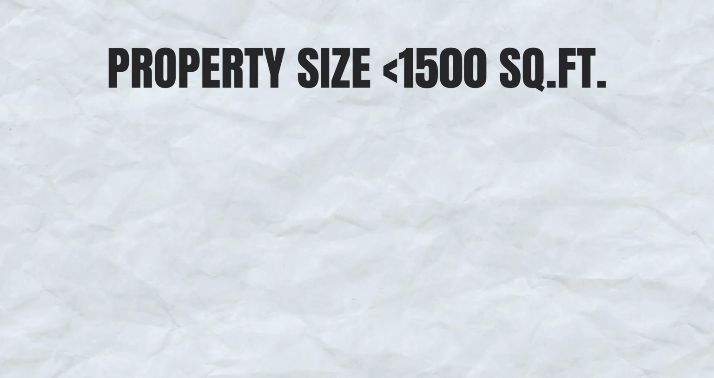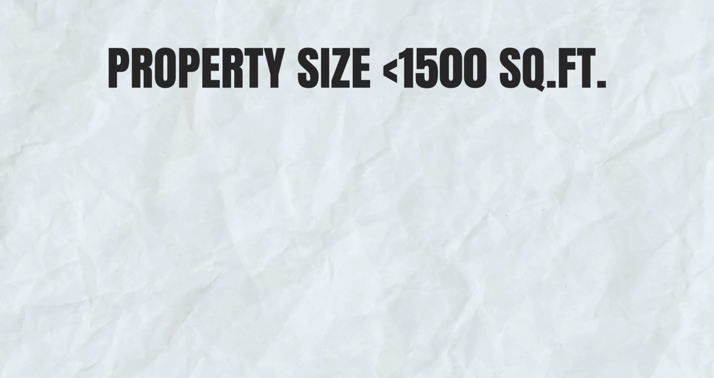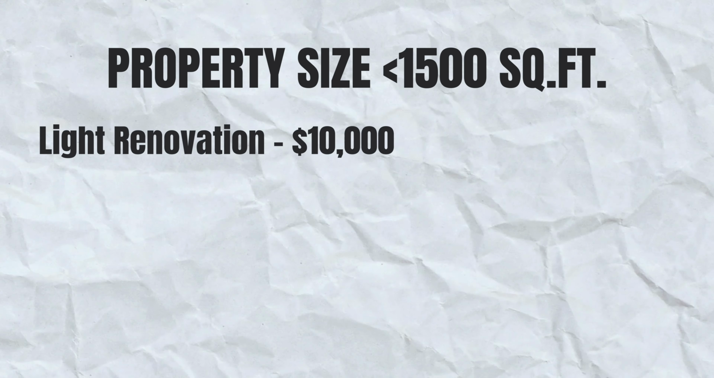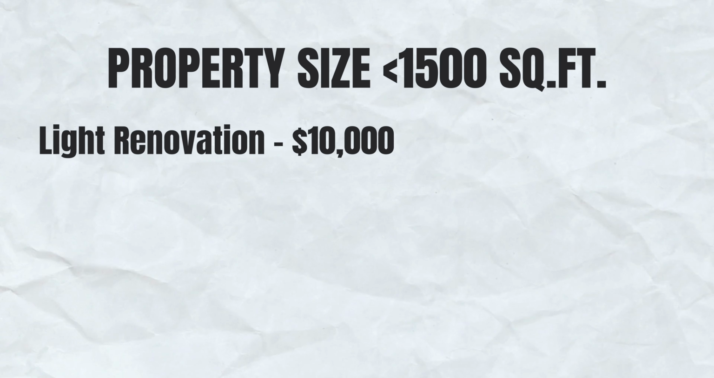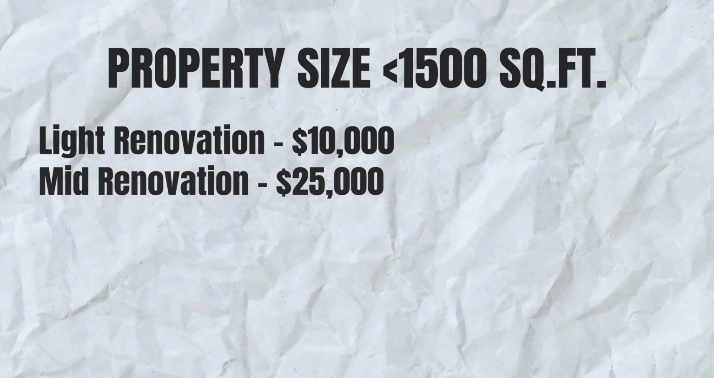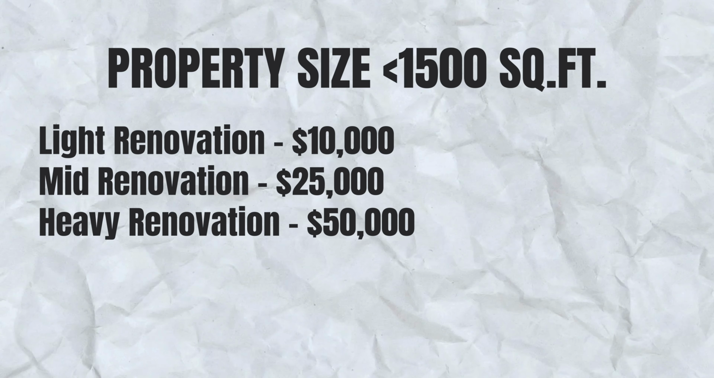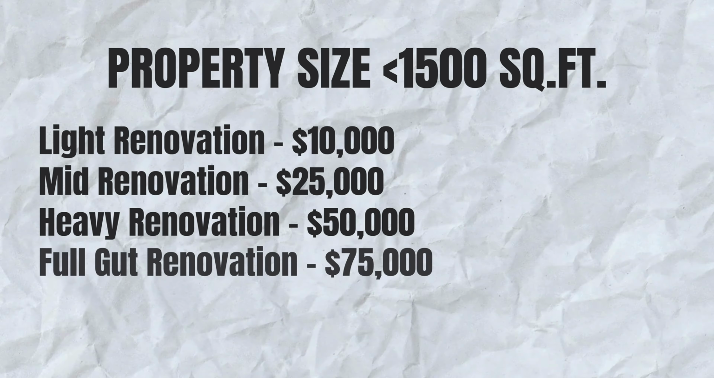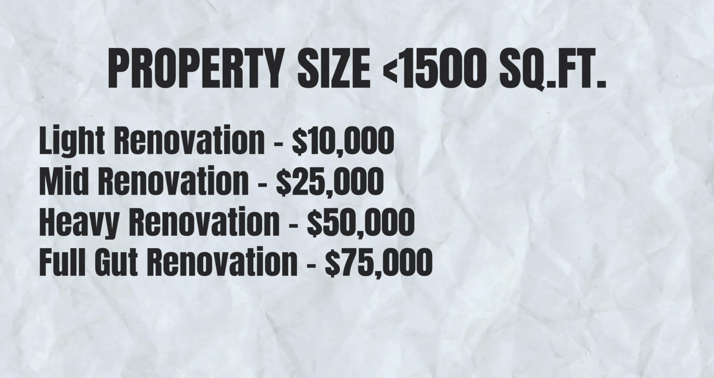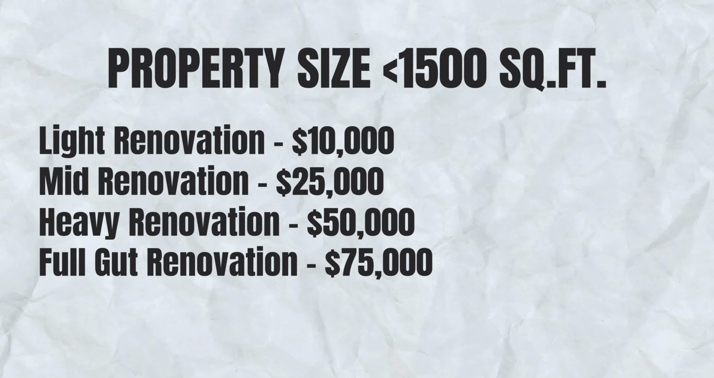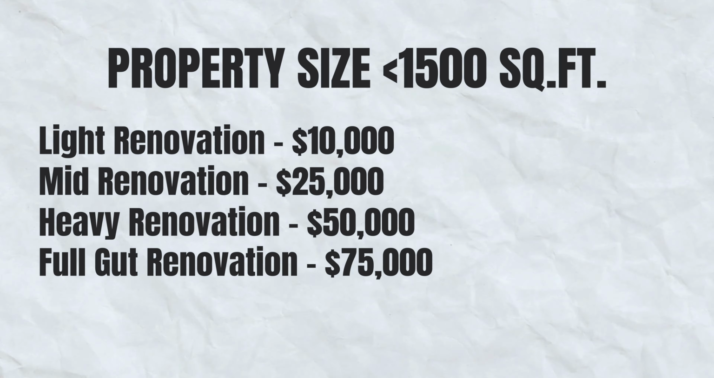Now let's talk about the actual numbers. If the property is 1,500 square feet or less, the light renovation is estimated at $10,000. Mid renovation, $25,000. Heavy renovation, $50,000. Full gut renovation, $75,000. And this is for property specifically that's 1,500 square feet or less.